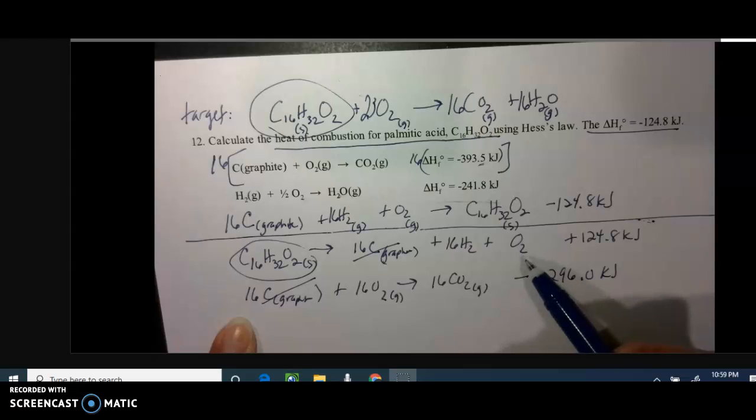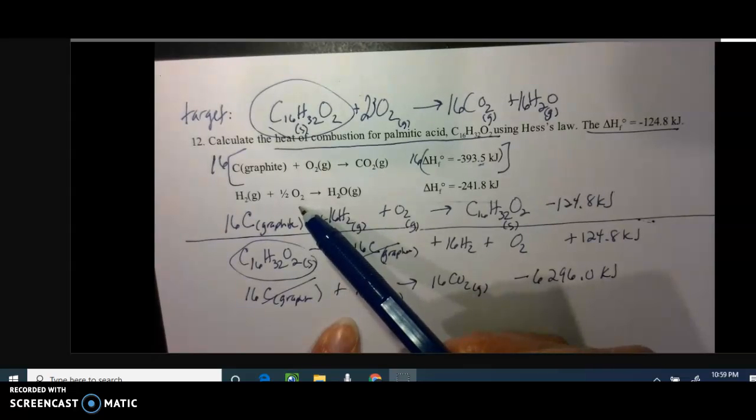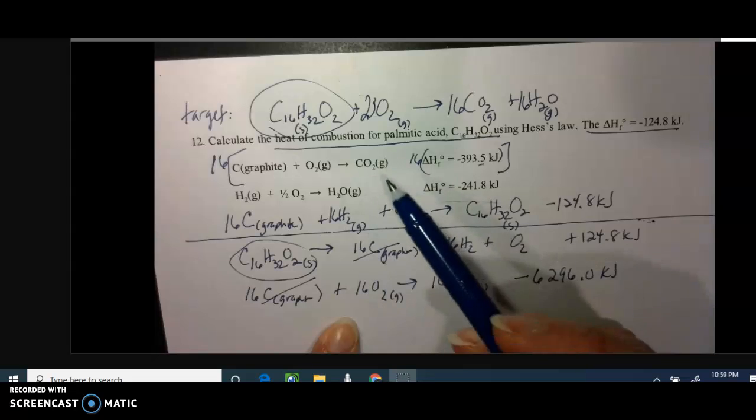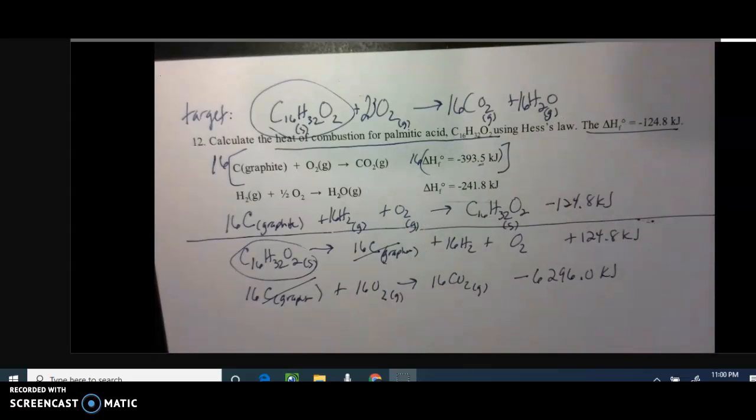Now you'll see it's not canceling my hydrogens or oxygens. I'm not going to deal with oxygen yet. You'll see there's oxygen in the formation of water equation, so I'm going to wait for oxygens. It's like balancing. If it's in multiple places, you wait till the end to balance the oxygens.